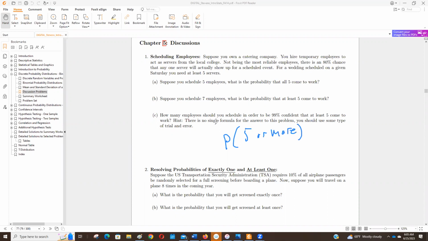Okay, so we want to come up with how many. They aren't telling us n, so we don't know n. We know the probability is 0.8, and we're looking for 5 or more. So you see what's different: up here, they told us n. There's an n, here's an n. Here they aren't telling us n. And we want the probability to be 0.9900 or more than that. We'll probably never get exactly 0.99.